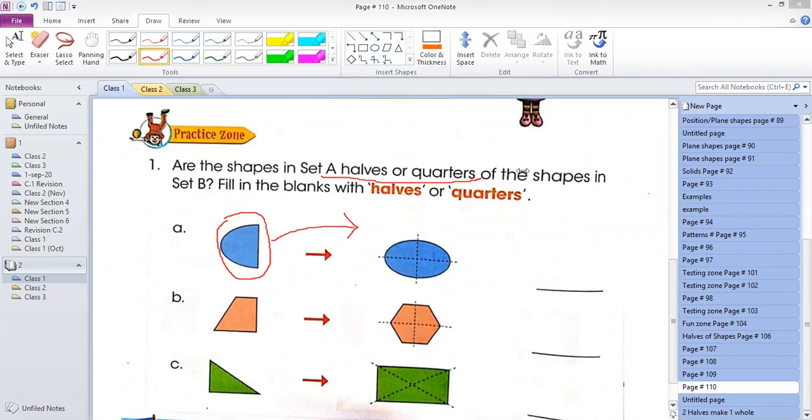Okay, I'm going to take one of the students. Hamza Ahmad Muhammad Suleiman. Yes, sir. Yes, Hamza. Is this half of that shape or a quarter of that shape? Check the two shapes here. Quarter. Are you sure? Yes. Okay. He's saying quarter.